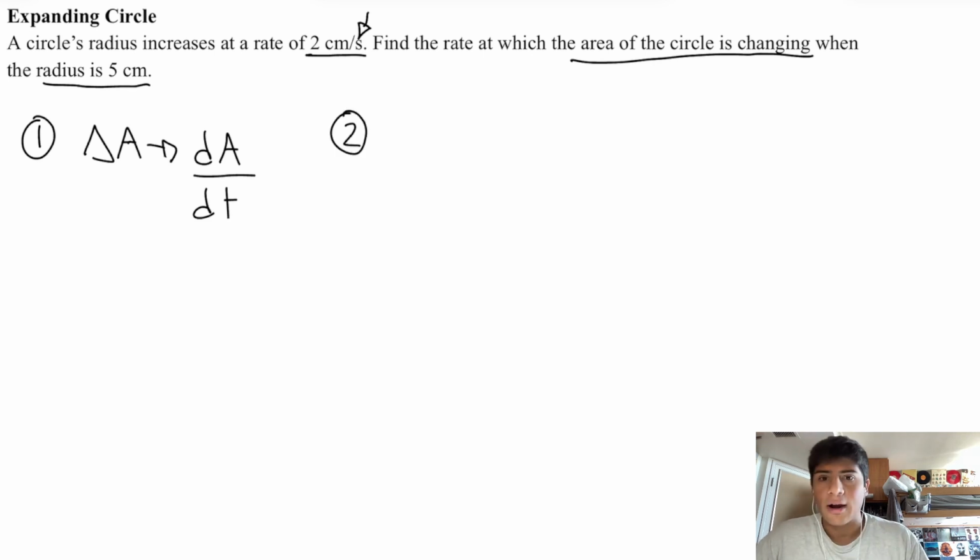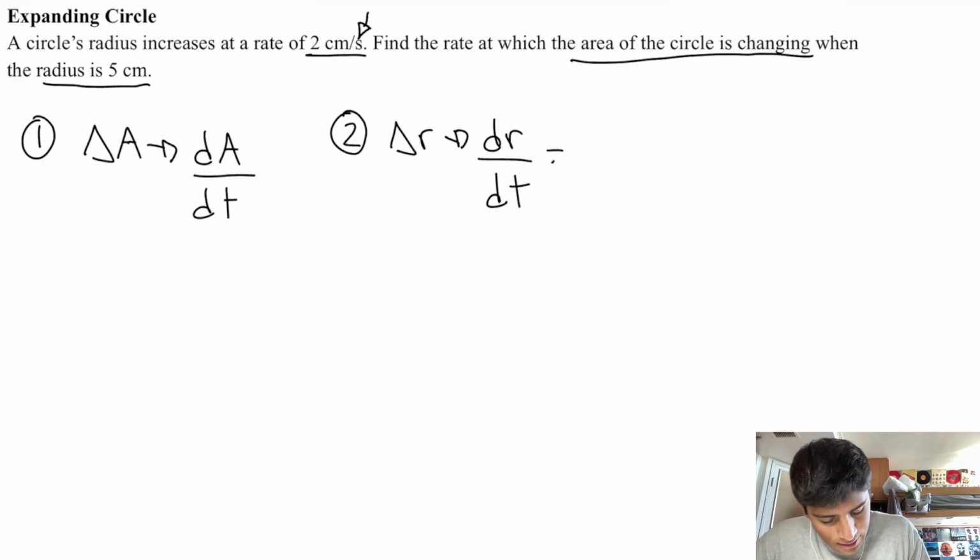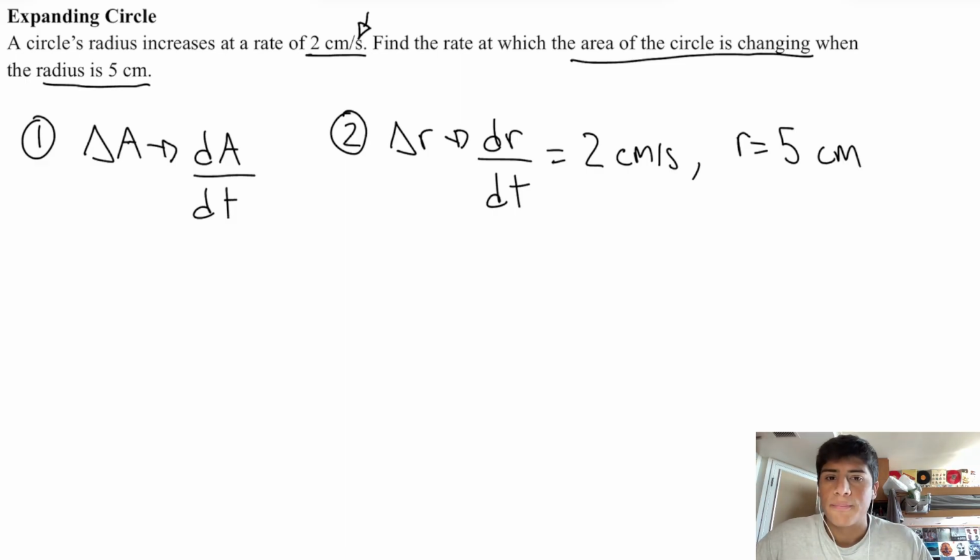Next, let's define what we know. We know a circle's radius increases at a rate of 2 centimeters per second. So change in radius, we'll write this dr, 2 centimeters per second. Per second is going to be over time, so we'll call this dr dt. We can say this is equal to 2 centimeters per second. We also know that radius equals 5 centimeters, and this is given to us in the problem.